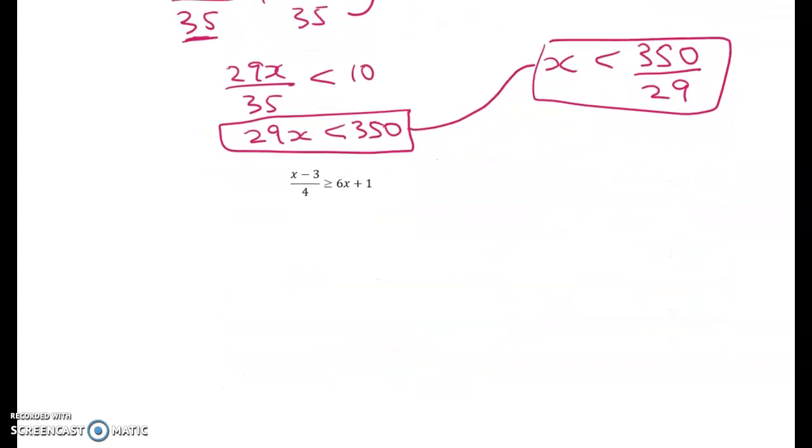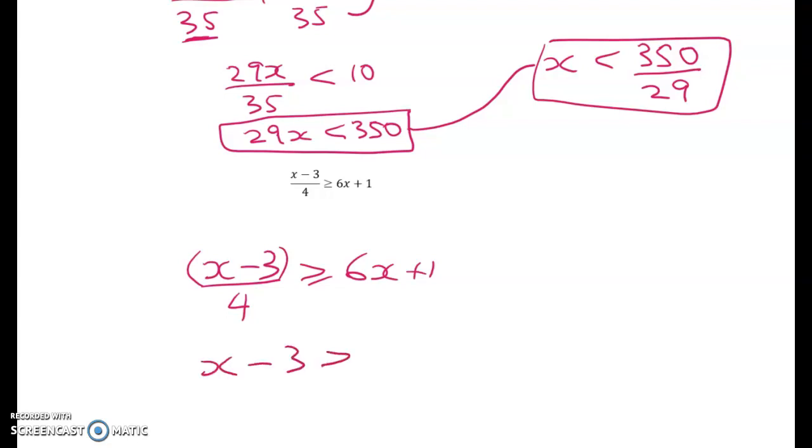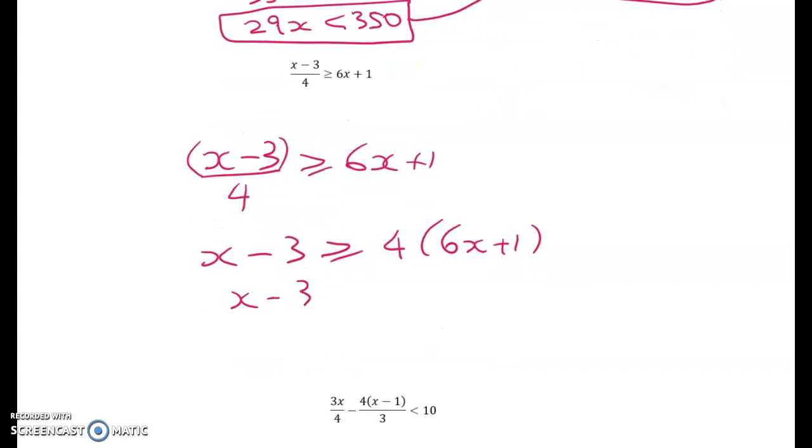Okay, next question. Another fractional one. But here, I've got x minus 3, all divided by 4, is greater than or equal to 6x plus 1. So I can treat this as being in invisible brackets. The first thing to do is to multiply both sides through by 4. We'll get x minus 3 is greater than or equal to 4 times all of the right-hand side, which gives me x minus 3 is greater than or equal to 24x plus 4.